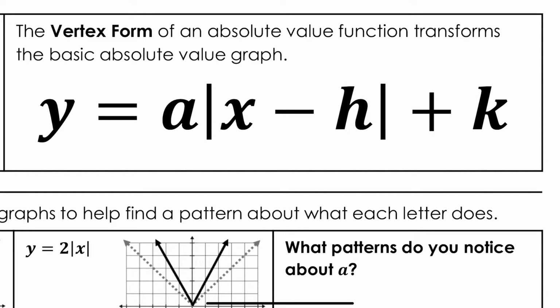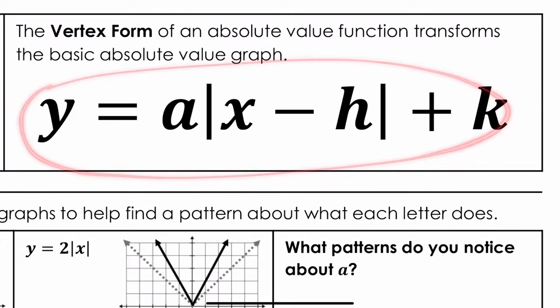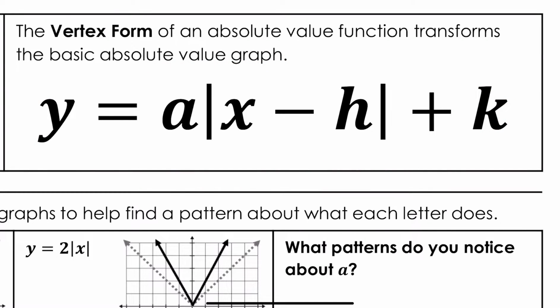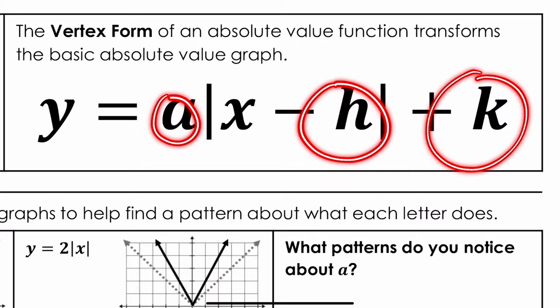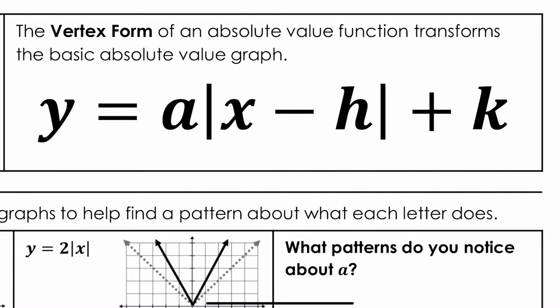So this actually should look familiar to us because we've seen this before. Only last time, instead of absolute value bars, it had parentheses. This is our HK form for our lines. So this is really similar to graphing our lines, but instead of a line, it's going to be a V shape. So each of these different parts is going to do something different. So let's find out what those are.